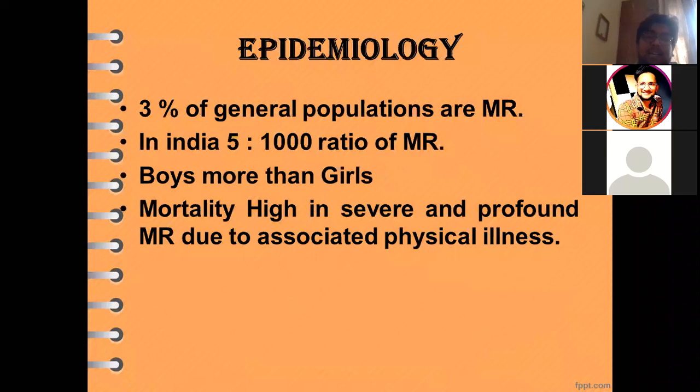Mortality rate is high in severe and profound mental retardation. So when we classify mental retardation, we can classify it as mild, moderate, severe, and profound. In the last two stages, severe and profound, the death rate is high in mentally retarded children. Okay, so this is about epidemiology.